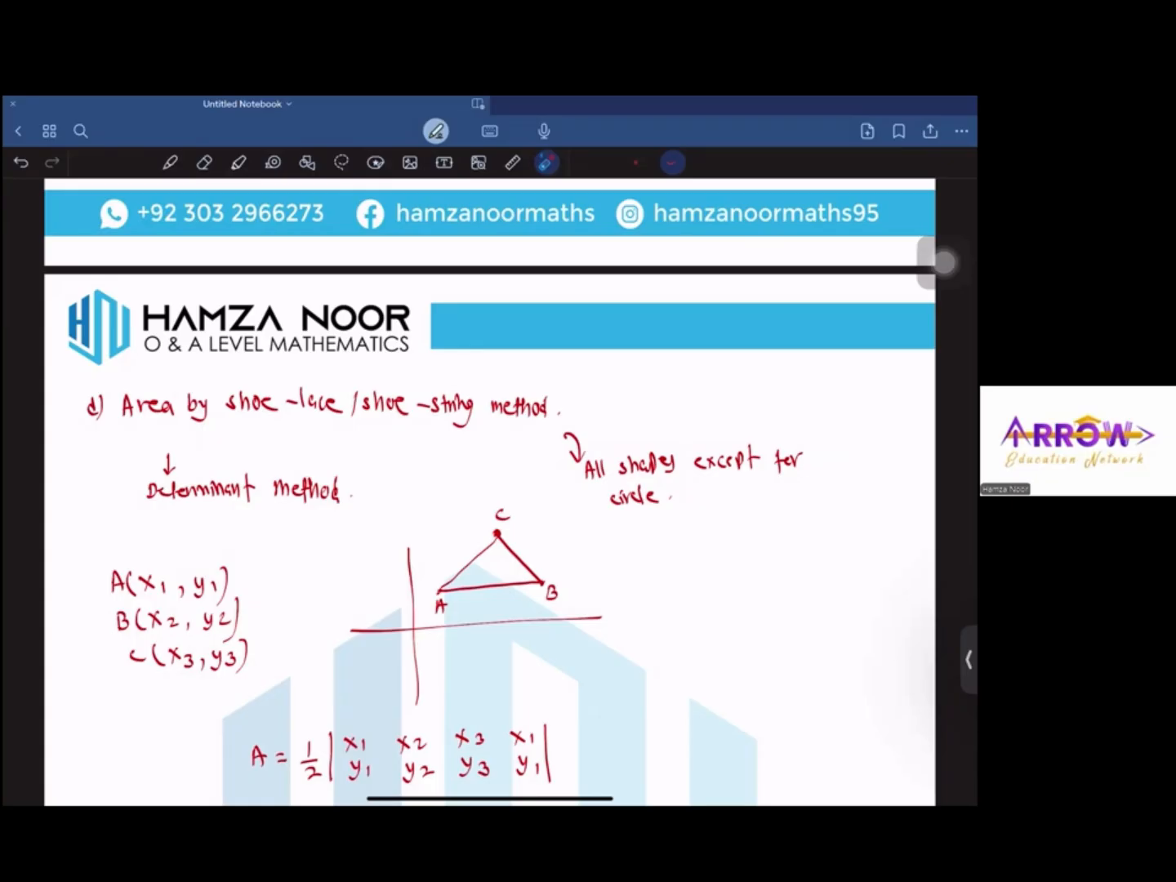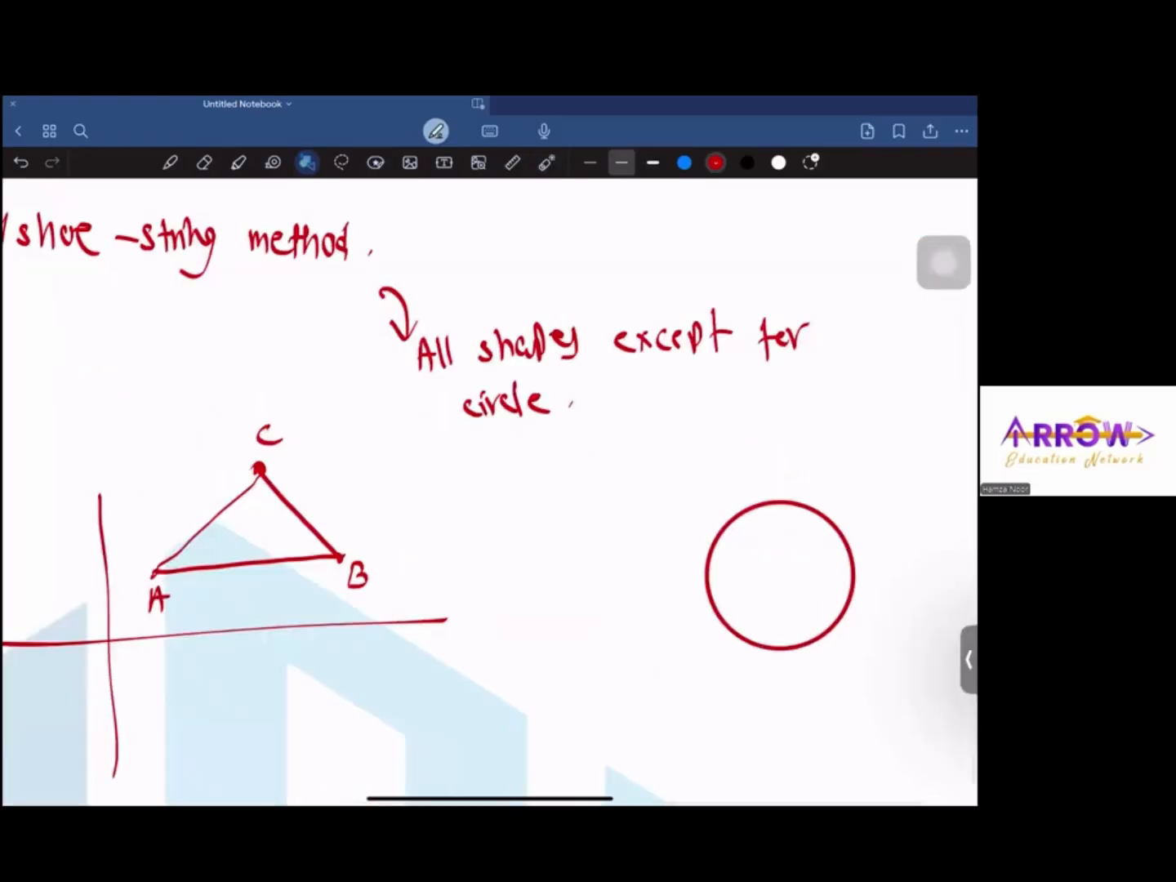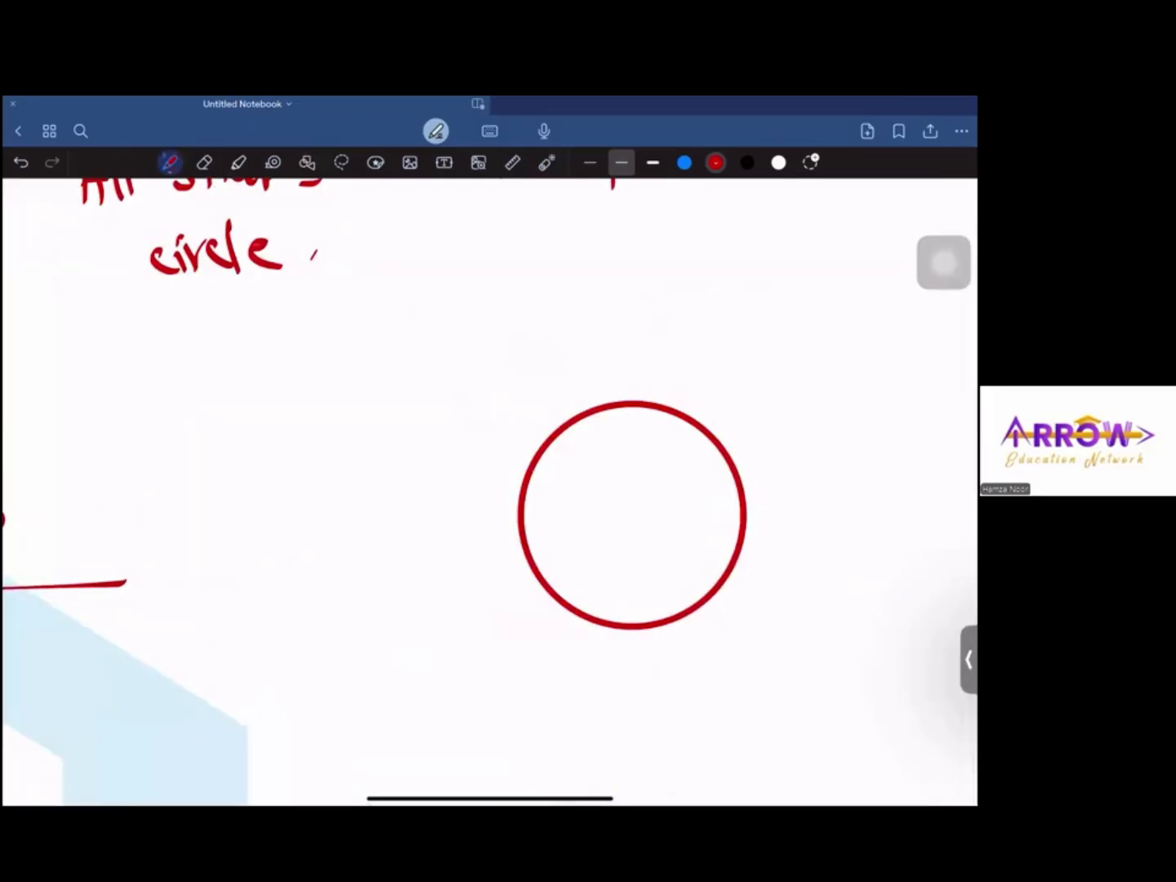So why can this not be applied to the circle? Let's say you have a circle like this. So let's say I have points A, B, C, D, E. Okay, I have these 5 points on the circle. So if I use this method, I would get the area of this five-sided figure, the pentagon. I would not be getting the area of the circle by this method.